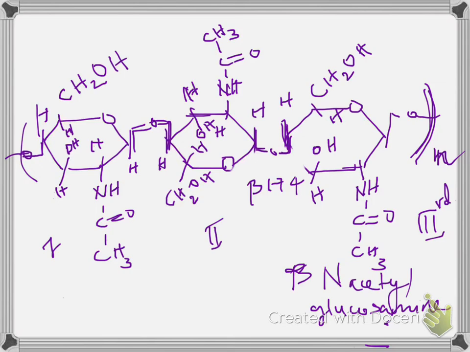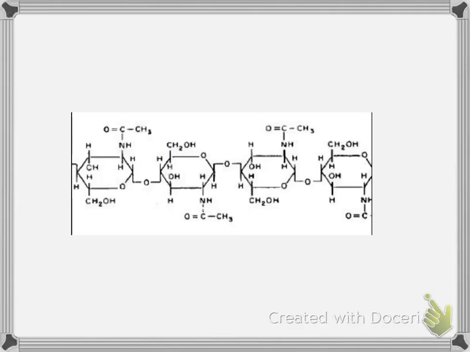In this structure, the first molecule is the usual molecule, the second one is inverted, the third one is the usual molecule, and the fourth one is inverted, like that. The N-acetyl D-glucosamine is repeated a number of times to form chitin. This is the structure of chitin.